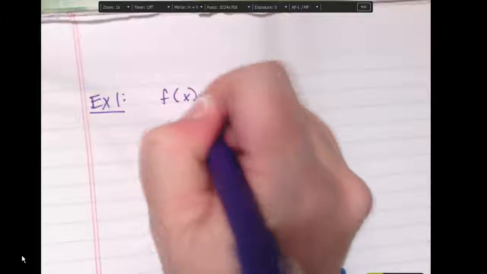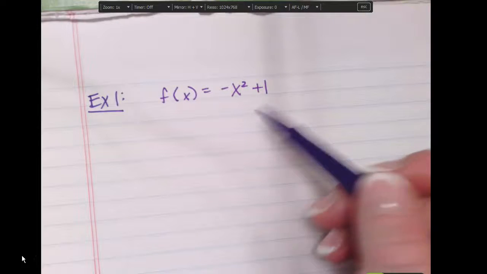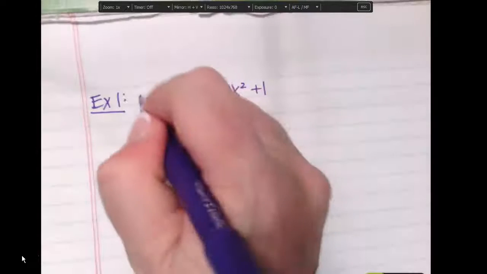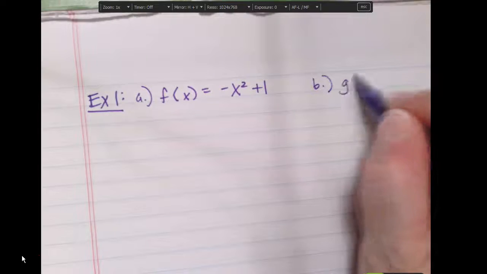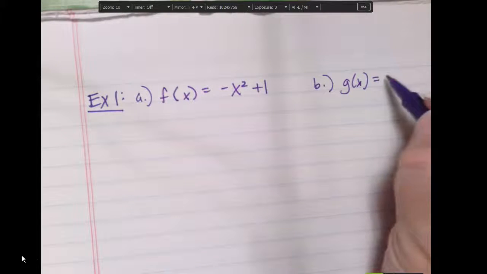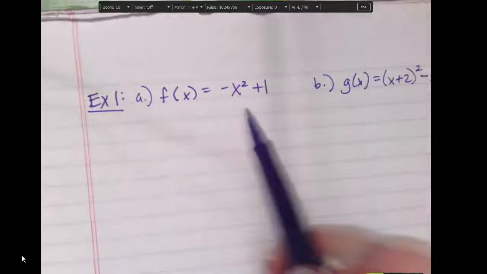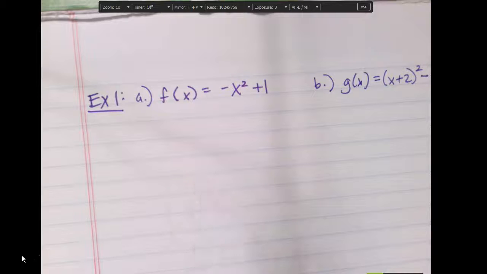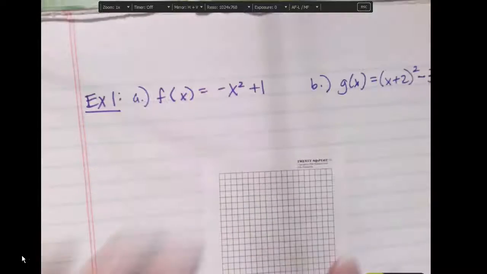In example 1, if I gave you f of x equals negative x squared plus 1, and I could ask you what the transformations are and what the new graph looks like. And then I'm going to go ahead and do 2 in this problem. I'll say g of x equals x plus 2 squared minus 3. So knowing what the parent function is, and then to be able to graph it, is something that you should be able to do in this unit.